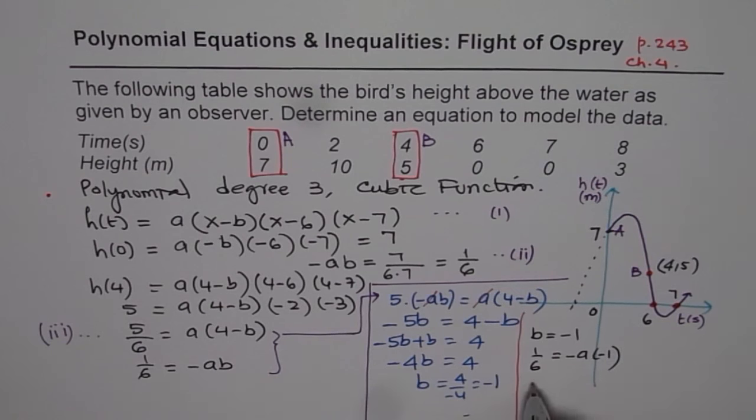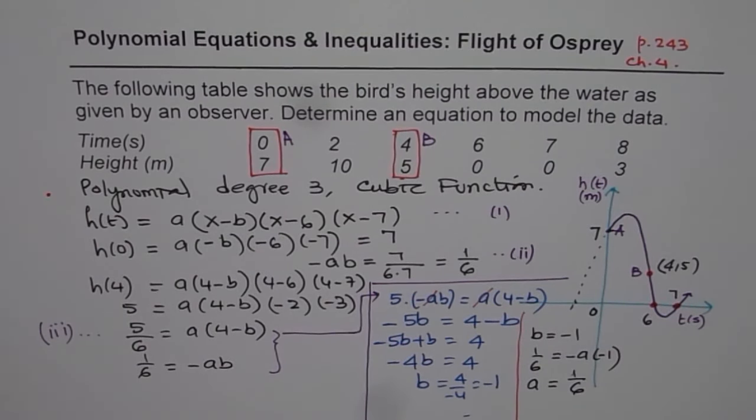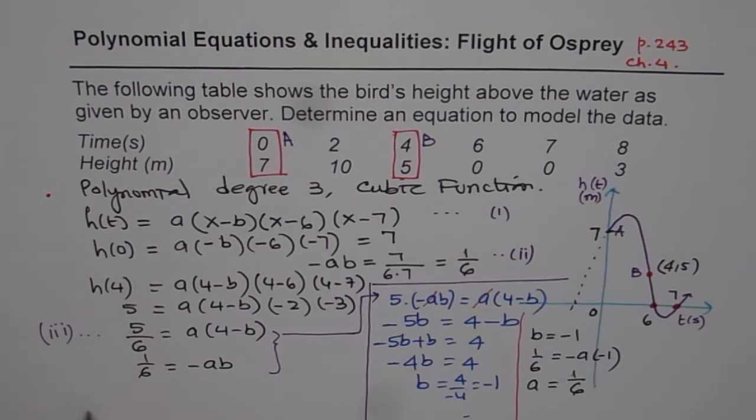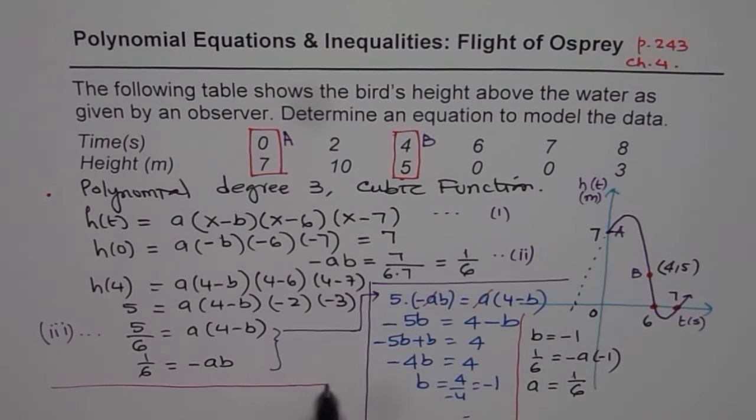And that gives me A value as 1 over 6. Do you get that? So A is 1 over 6 for me. So I got both the values. Since A is 1 over 6, I can write down my solution. So my solution is, let me write down right here now.